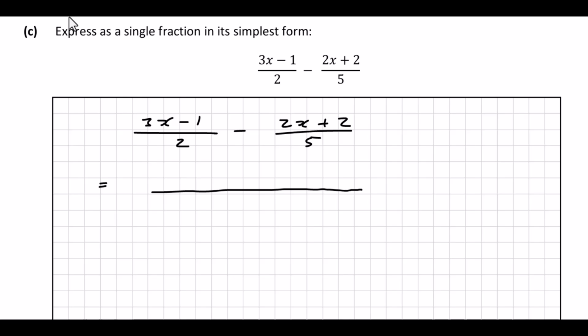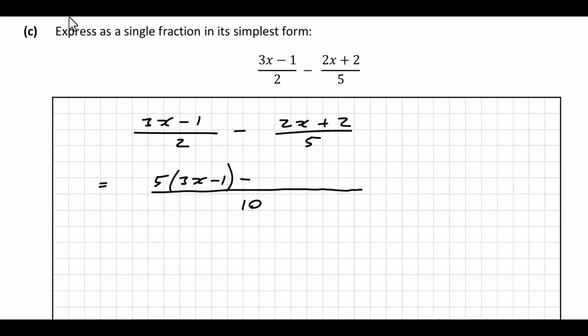Well, the lowest number we can divide 2 and 5 into would be 10. So then what you do is you say to yourself, what do I do to 2 to turn it into 10? Well, I need to multiply it by 5. So that means you just multiply the top by 5. So it's going to be 5 times 3x minus 1.